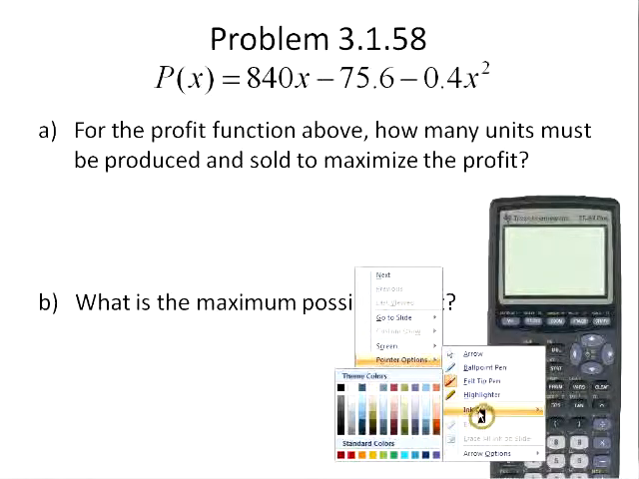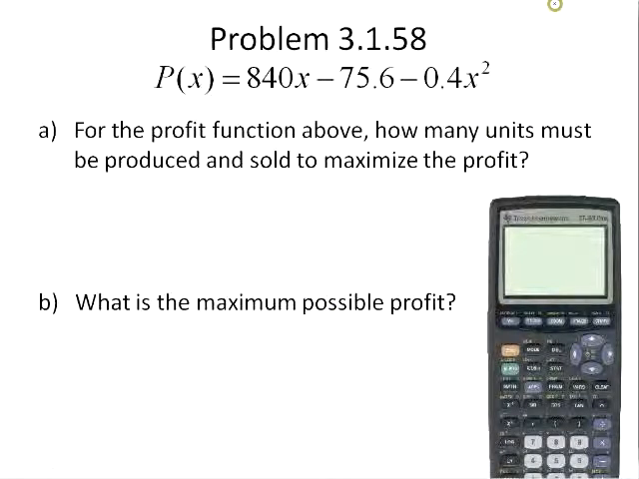a felt tip, and we need to choose a color, and let's choose this color, whatever that is. Now, looking at this problem, we have a profit function given by P of x equals 840x minus 75.6 minus 0.4x squared. What they ask us to do is, for the profit function above, how many units must be produced and sold to maximize the profit.